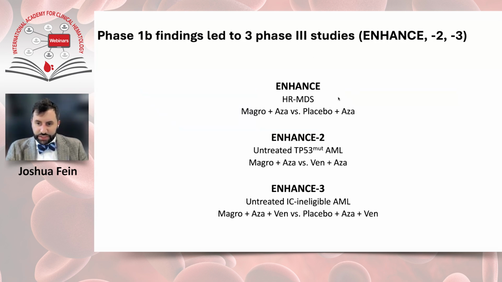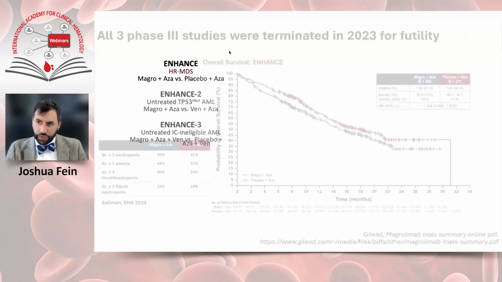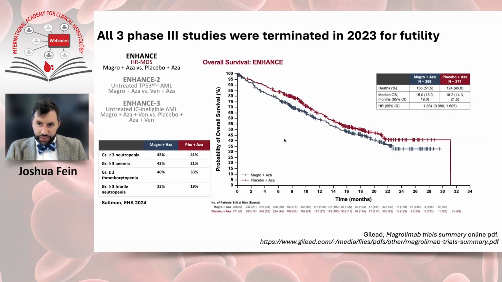There's the enhanced study, which took the high-risk MDS to magro plus AZA versus placebo plus AZA. Enhanced 2, which took the untreated TP53 mutant AMLs, magro plus AZA versus ven plus AZA. This was eventually shunted to the side in the setting of ven plus AZA not really being a good candidate for TP53 mutant patients. And then enhanced 3, which was the untreated IC-ineligible AMLs, where it was magro AZA-ven versus placebo AZA-ven. And what's really striking here is that all 3 of these studies then were terminated in 2023 for futility.